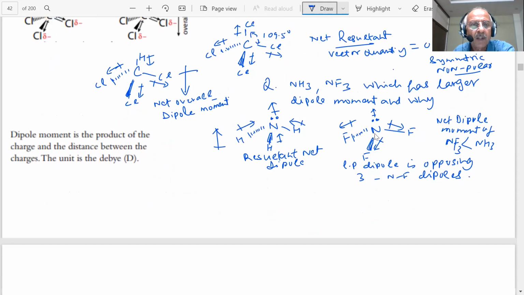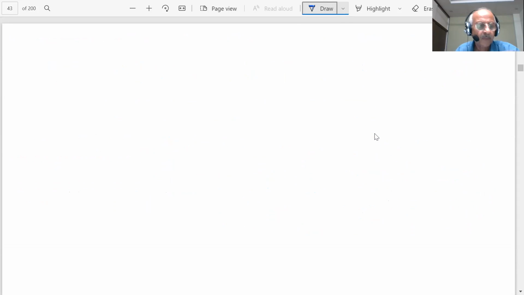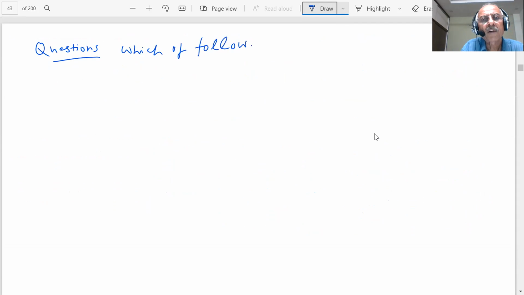Students, ठीक है? And some of the questions were like this: which of the following molecules are polar and non-polar? ठीक है?